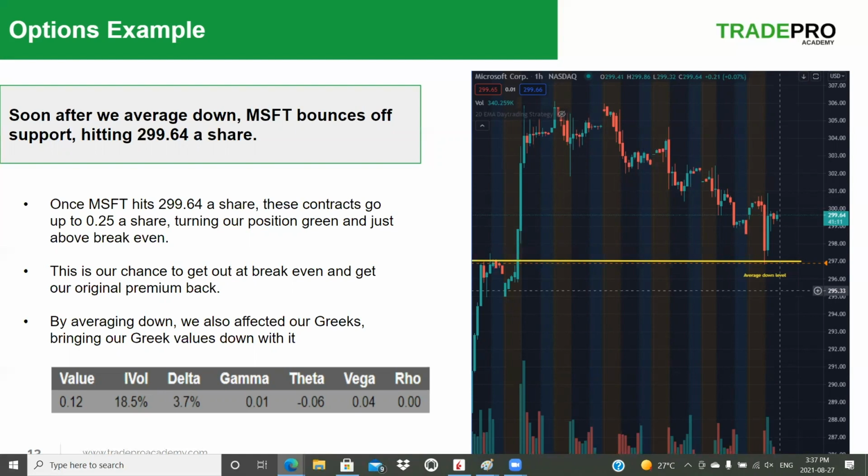By averaging down, we also affected our Greeks, bringing our Greek values down with it. The implied volatility has increased, as you can see. That's just because of more movement. But the delta is now only at 4%, gamma 1%, theta 6%, vega 4%. Once we averaged down at support and we got that move, all of these numbers obviously increased. It also helped bump up our premium and get us out of a losing position.